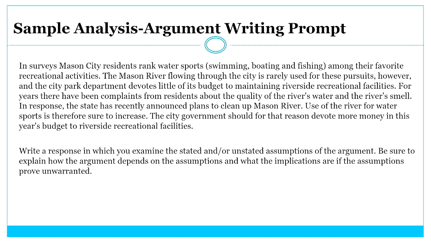The city government should, for that reason, devote more money in this year's budget to riverside recreational facilities. Now you see they have made a claim, they have given the reasons as to how they support their claim, and now what is the solution to that? Write a response in which you examine the stated or unstated assumptions of the argument. Be sure to explain how the argument depends on the assumptions and what the implications are if the assumptions prove unwarranted. Did you get an idea of this? By the way, this is an argument writing prompt, okay?